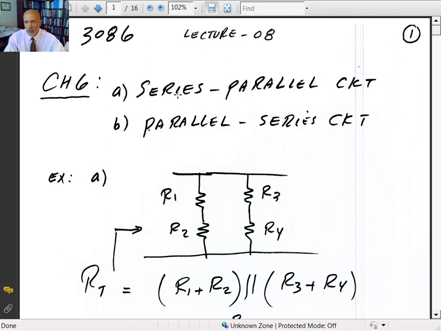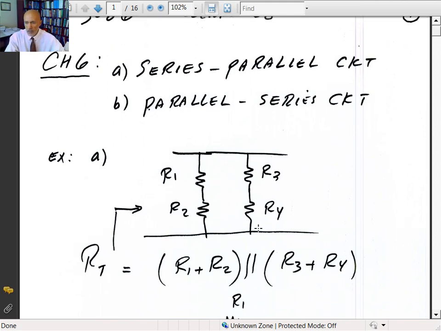So either you're going to have a series parallel circuit or parallel series circuit or combinations. For example, if I look at this circuit right here, R1 and R2 are connected in series, R3 and R4 are connected in series, and then the sum of R1 plus R2 is in parallel with a combination of R3 plus R4. So if I look at the terminal here, R total would be equal to R1 plus R2 in parallel with R3 plus R4.